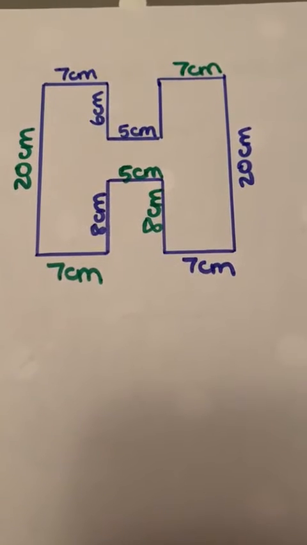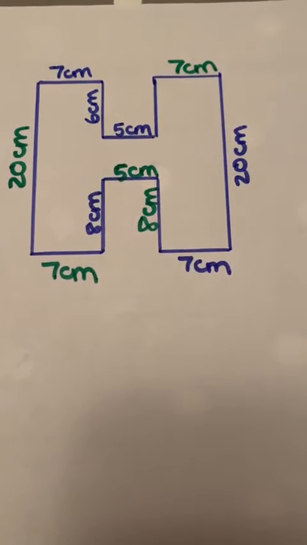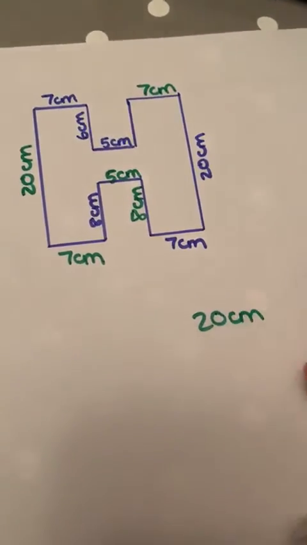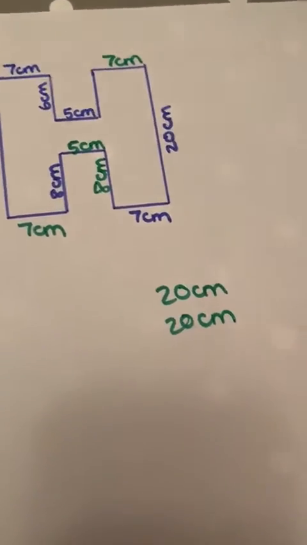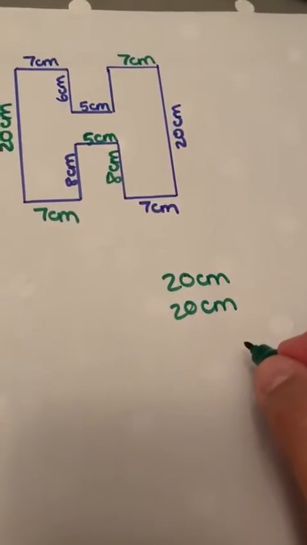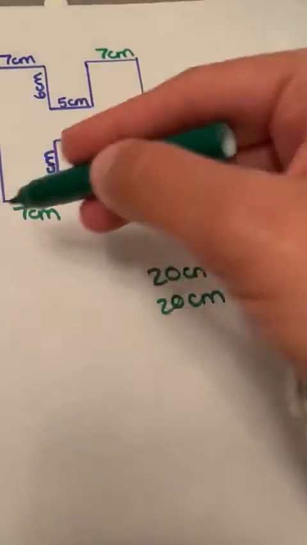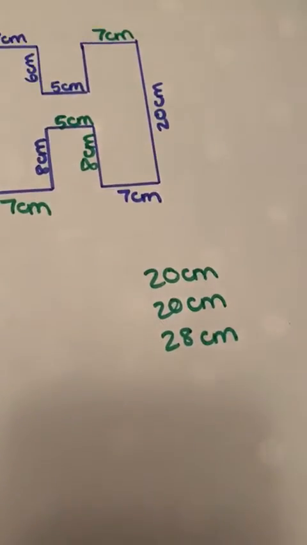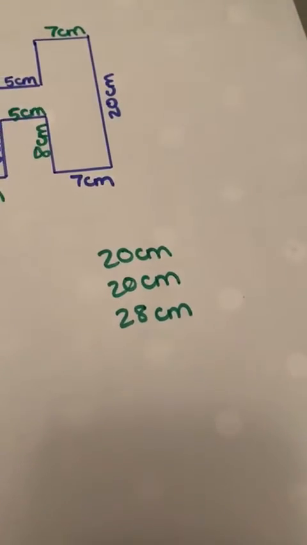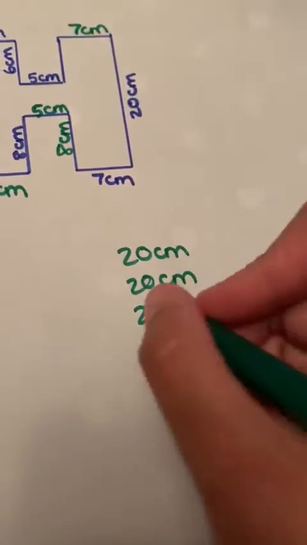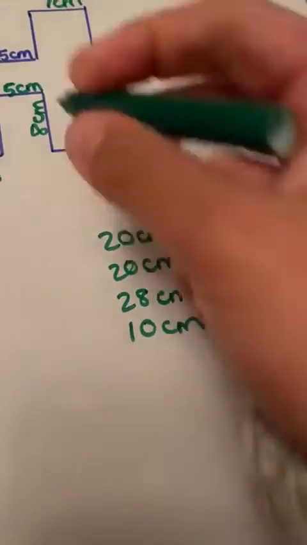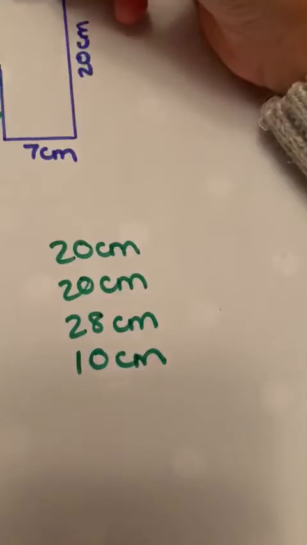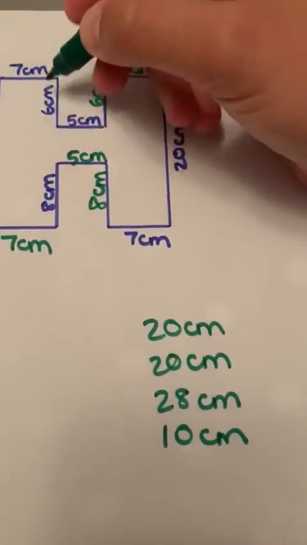Remember we said we're adding all the lengths together. Okay, so we have 20 centimetres plus 20 centimetres, so that's 40. Then I've got 1, 2, 3, 4 sevens, which I'm going to add together to make 28, because 4 times 7 is 28. Then I've got 2 5s, so that's 10. I've missed one out here. Nobody told me that. This one is 6 centimetres, because that's the same height as that.